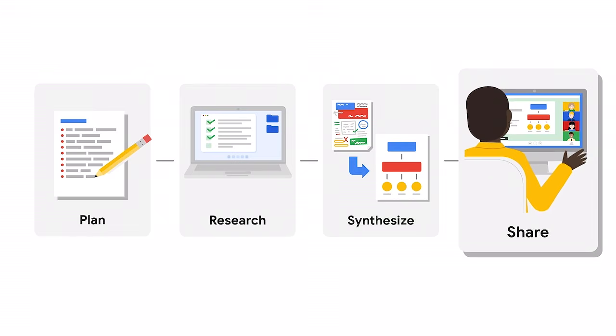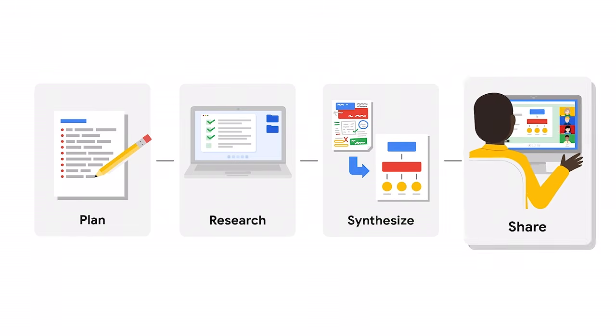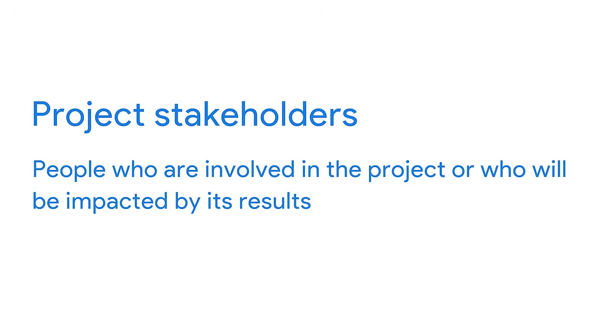The last step is to share and promote your insights with the project's stakeholders. Project stakeholders are people who are involved in the project or who will be impacted by its results. Project stakeholders need the results of your research and need to agree with the direction of the project. For example, your project stakeholders might include other designers, the head of your department, or the engineers who will help bring your design to life.